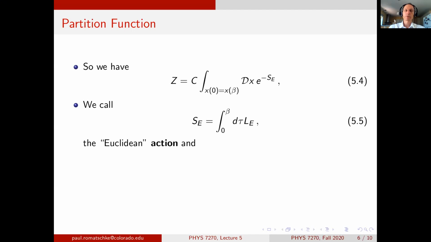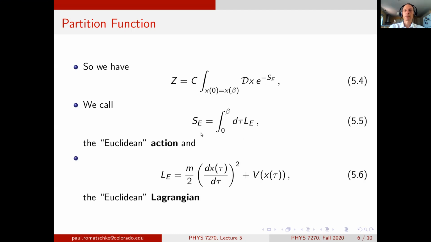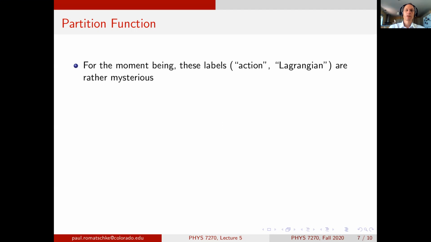Summarizing, we have that the partition function Z can be written as a path integral Dx over e to the minus S_E, where S_E is just this integration over tau times a function. I will call S_E here the Euclidean action, and the function appearing under the integration I will call the Euclidean Lagrangian. For the moment being, these labels, action and Lagrangian, are rather mysterious.